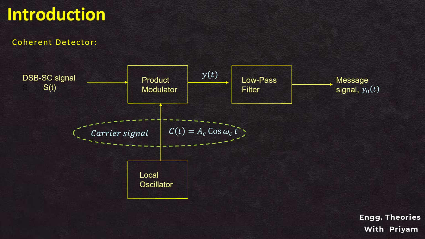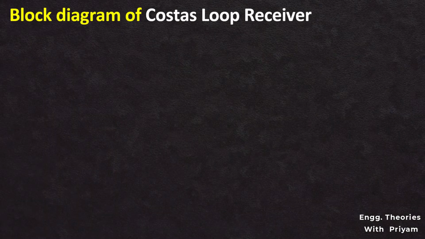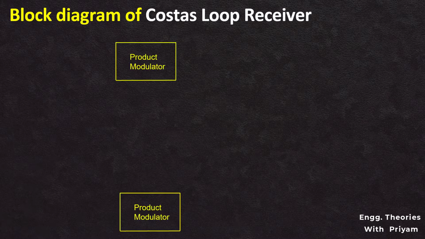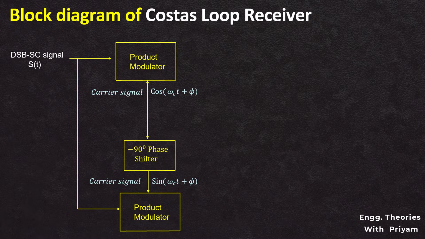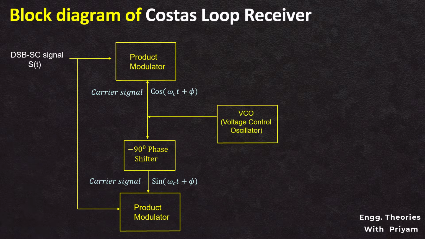Now let's take a look at the block diagram for the Costas loop receiver. The Costas receiver consists of two coherent detectors supplied with the same input signal, namely the incoming DSB-SC modulated signal s(t), which is equal to Ac cos 2 pi fc t into m(t). Two local oscillator signals generated by a voltage controlled oscillator, or VCO, are in phase quadrature, or 90 degrees out of phase with respect to each other, as one signal is passed through a 90 degree phase shifter. The frequency of the local oscillator is adjusted to be the same as the carrier frequency fc.